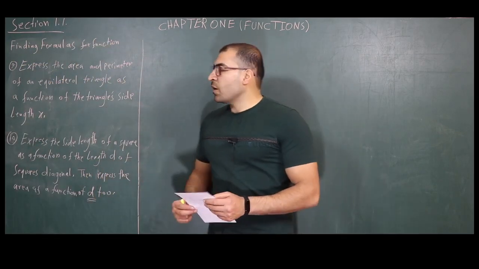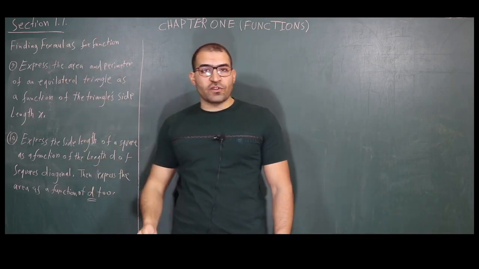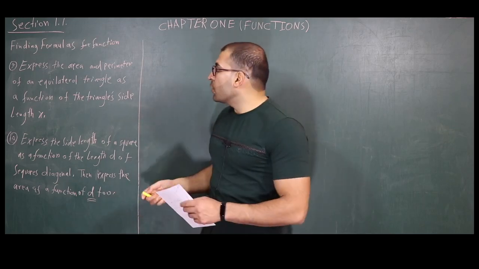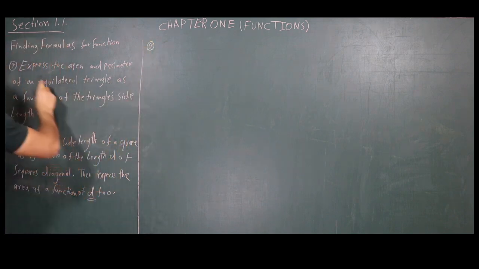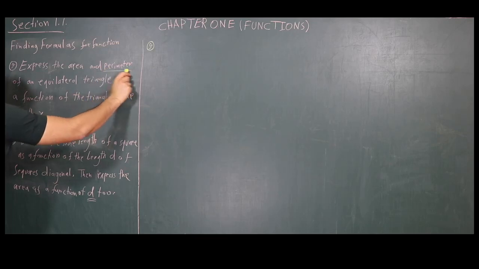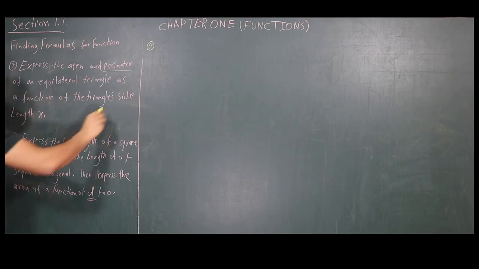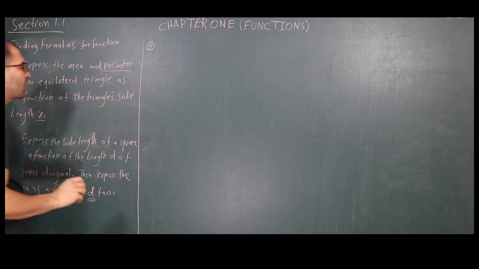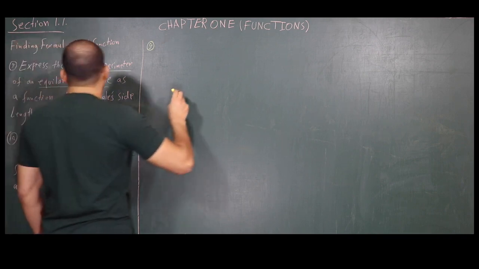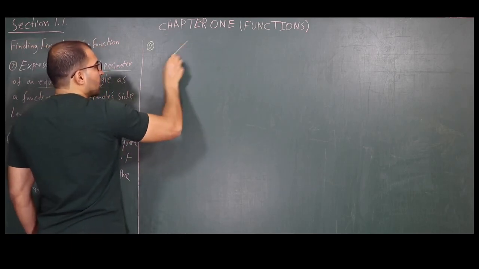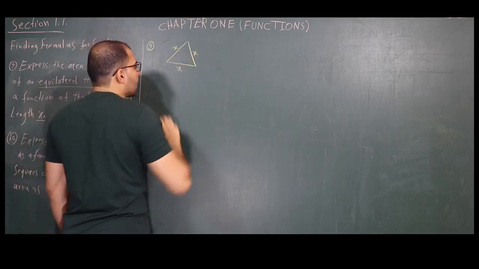So now we are in the section of finding formulas for functions. So we have certain functions and we need to make a formula. The first solution is number 9: express the area and perimeter of an equilateral triangle as a function of the triangle's side length x. I assume that you all know that an equilateral triangle is a triangle that has 3 sides with the same length.